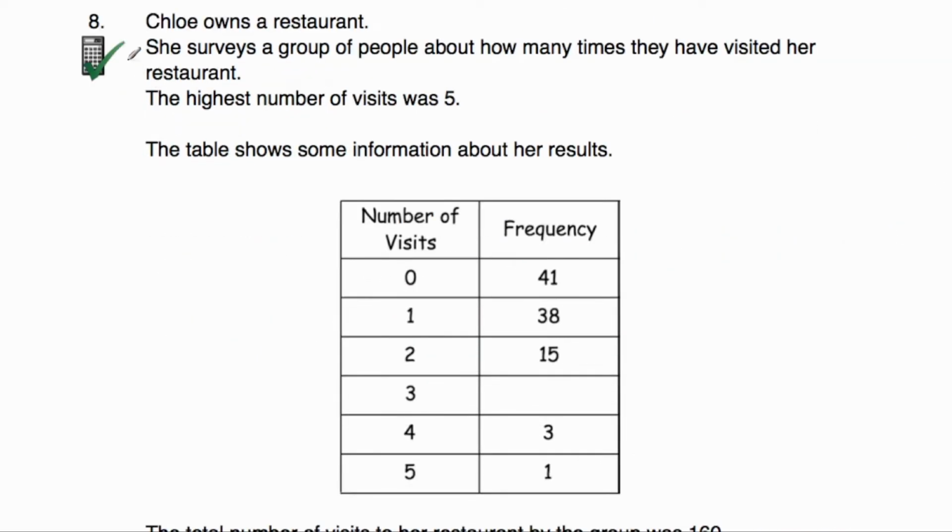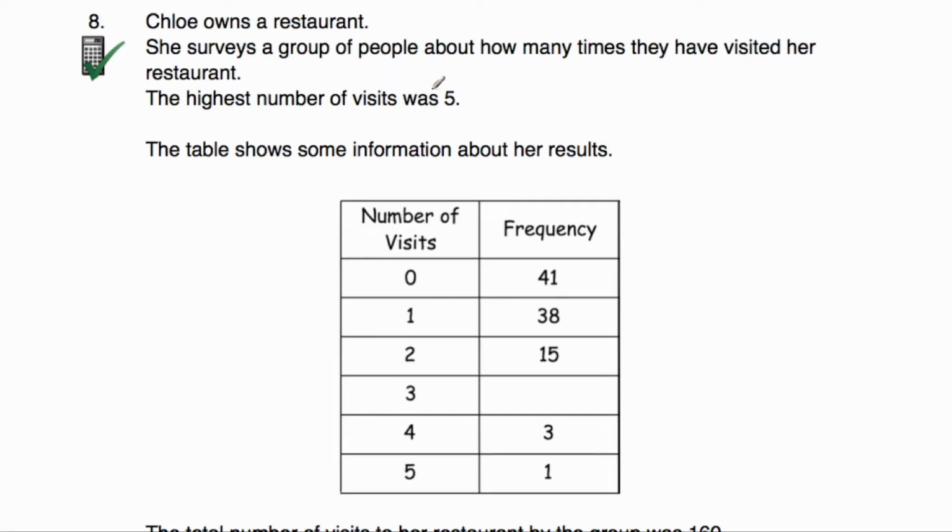Question number 8 says, Chloe owns a restaurant, and she surveys a group of people about how many times they've been to her restaurant. So she went up to this group of people and said, how many times have you visited my restaurant? You need to visit more. And the highest number of visits to her restaurant was 5.